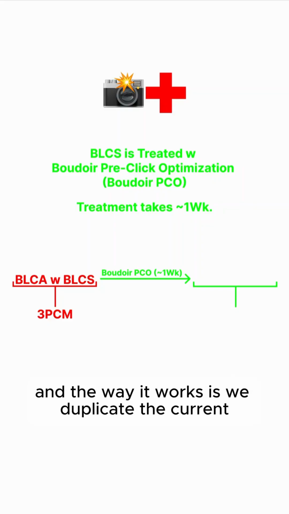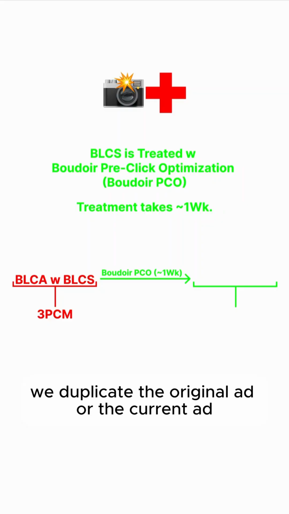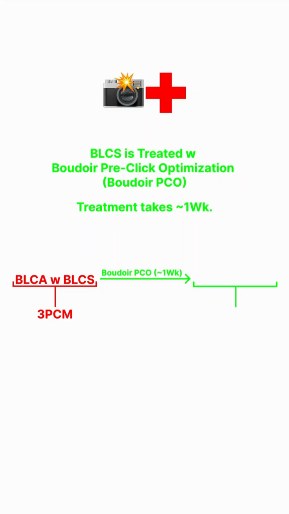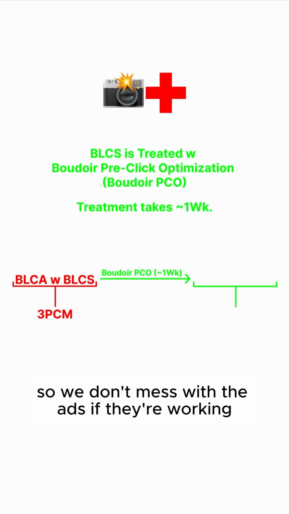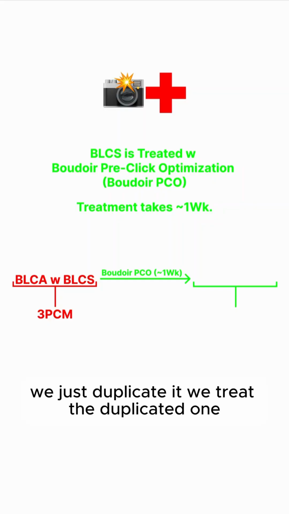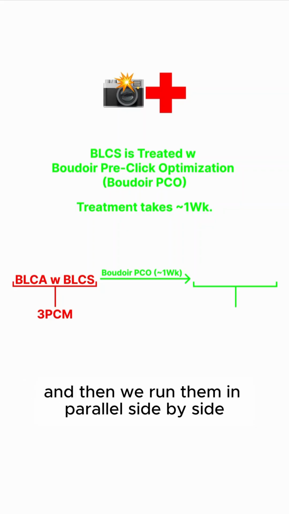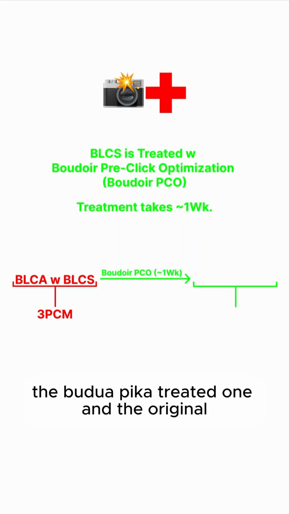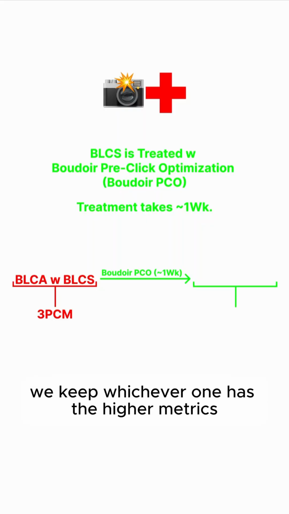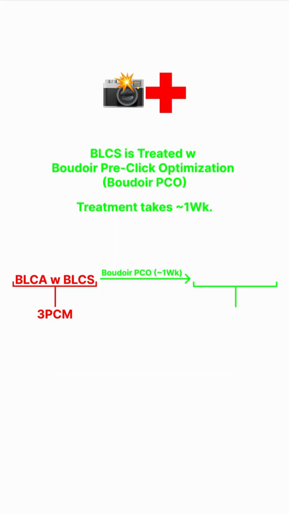And the way it works is we duplicate the original ad, or the current ad. Leave that one alone. We actually treat the duplicated ad. So we don't mess with the ads if they're working. If they're producing results, we just duplicate it. We treat the duplicated one, and then we run them in parallel side by side, the Boudoir PCO treated one and the original. And at the end of the treatment, we keep whichever one has the higher metrics.